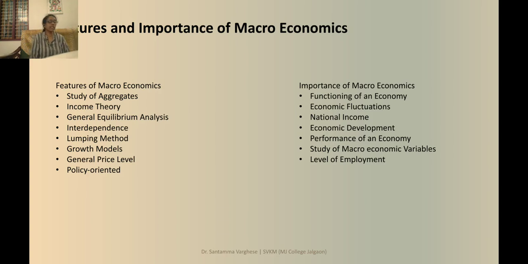Next point, the lumping method. Lumping means a lump, a whole. So macroeconomics, again the same point we are discussing, is the study of aggregates, the study of the whole economy, the study of income, total employment, total investment, total consumption, everything in total. When all this comes together, we say it is a lump, a gathering. So the lumping method is the study of the whole economy.